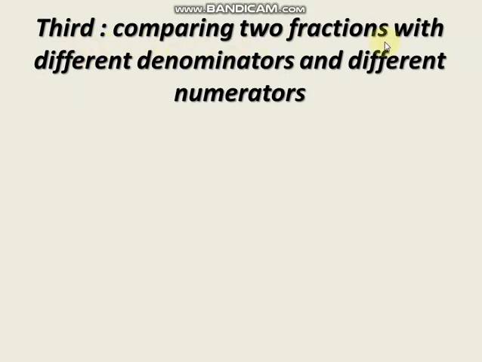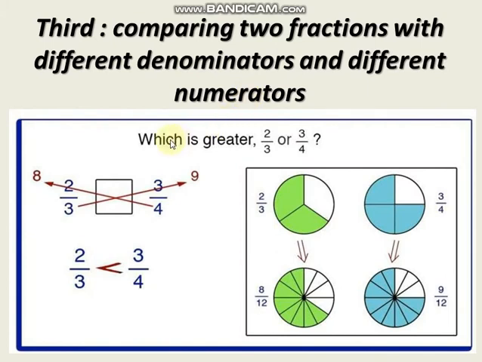Third, comparing two fractions with different denominators and different numerators. Which is greater, 2 over 3 or 3 over 4? Here we will use a new way called scissors. We will multiply 3 with 3 and 4 with 2. 3 by 3 equals 9. 4 by 2 equals 8. 9 is greater than 8, so 3 over 4 is greater than 2 over 3.